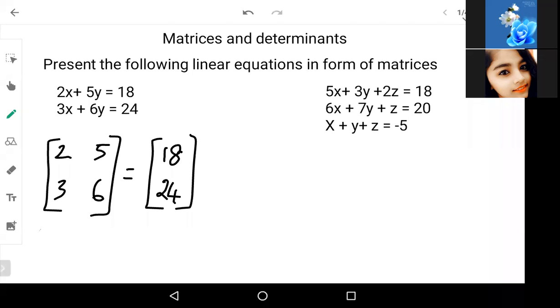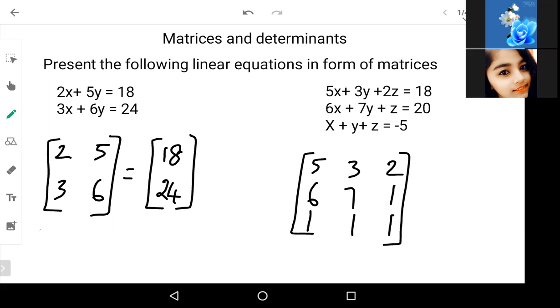Okay. Now let us go to the next problem. Again, in a similar way, we have to form the matrix, but here we have three equations. The first one is going to be 5x, 3y, 2z, so 5, 3 and 2. Next, 6, 7, 1. If you don't have any number, then 1 is the coefficient. Then 1, 1, 1, because xyz doesn't have any other coefficient.